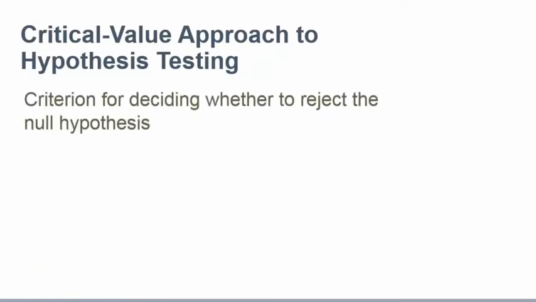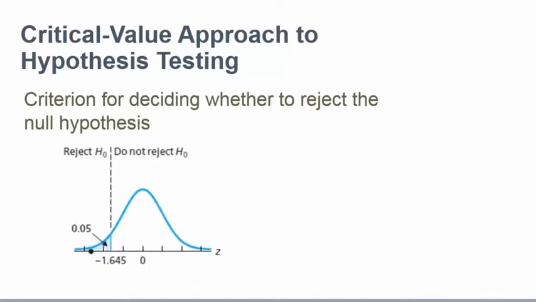Critical value approach to hypothesis testing. Criterion for deciding whether to reject the null hypothesis. We will always set up a normal distribution where we will label our z-score, our area, and the distinction between reject H sub 0 and do not reject H sub 0. We'll find our critical value and decide whether to reject or do not reject H sub 0.